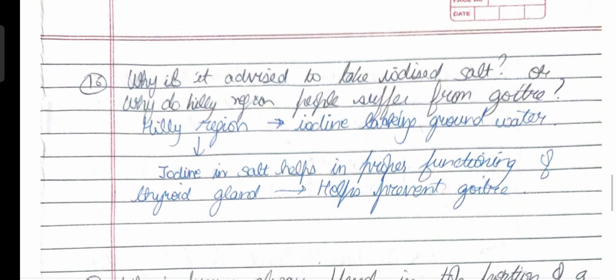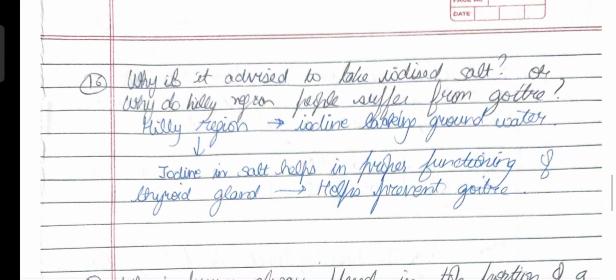So why is it advised to take iodized salt? Or they can even ask you that why do hilly regions, why do the people suffer from goiter? So what happens in hilly regions, the water naturally does not consist of iodine. And iodine is important for the proper functioning of the thyroid gland. Thyroid gland is the one which produces thyroxine and is responsible for the normal metabolism in the body.